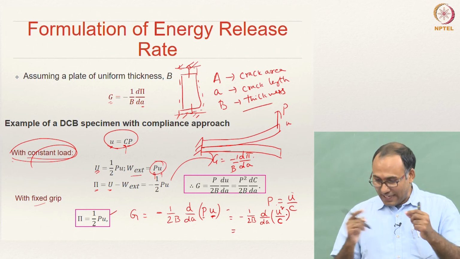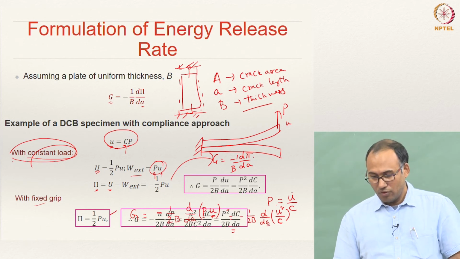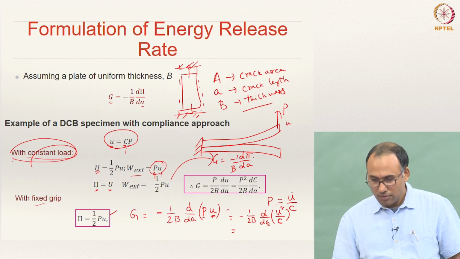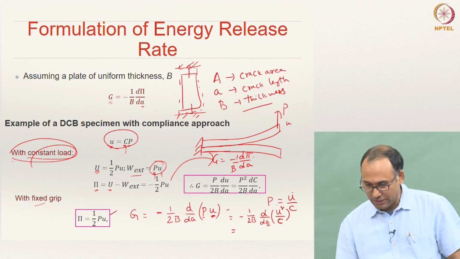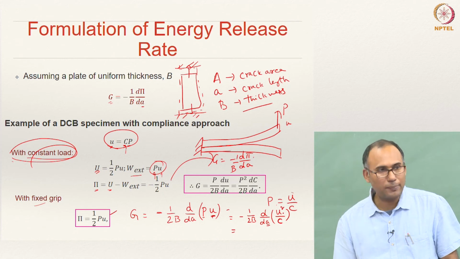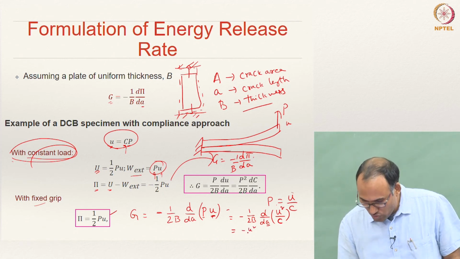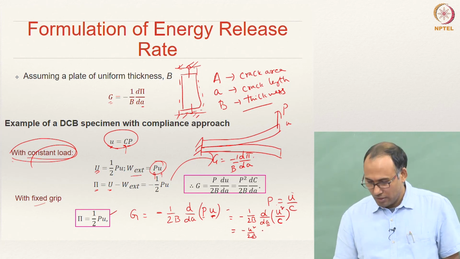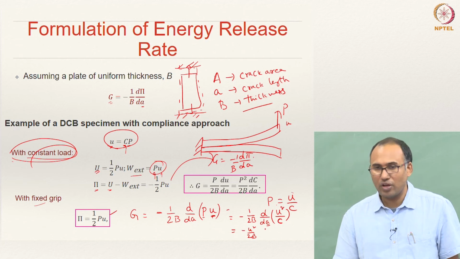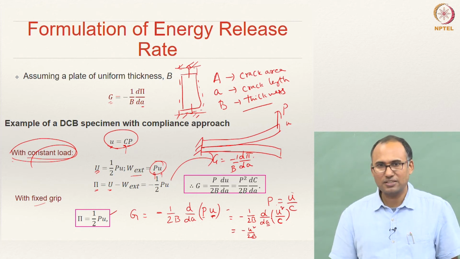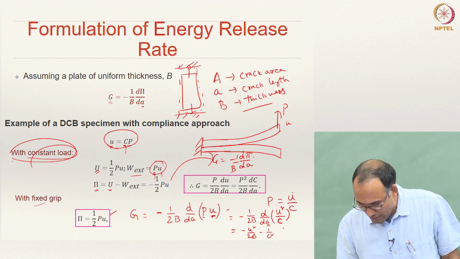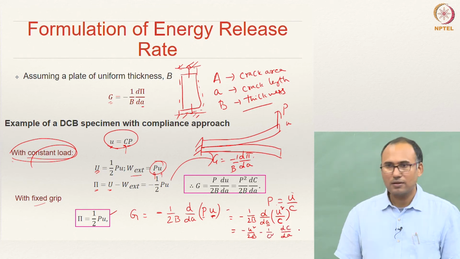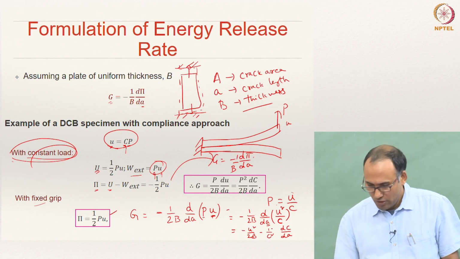As your crack length is changing here, will U change? U is fixed grip, U is not changing. So, can I bring U out? So, minus U square by 2B d by dA of 1 by C. d by dA of 1 by C will be what? Minus 1 by C square dC by dA, isn't it? So, minus 1 by C square. Agreed? So, what is C?